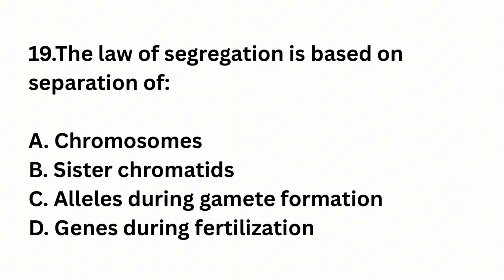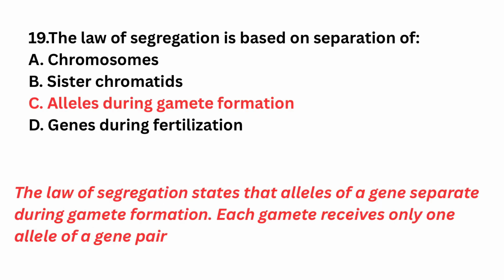Question number 19. The law of segregation is based on separation of: chromosomes, sister chromatids, alleles during gamete formation, genes during fertilization. The right answer is option C, alleles during gamete formation. The law of segregation states that alleles of a gene separate during gamete formation. Each gamete receives only one allele of a gene pair.